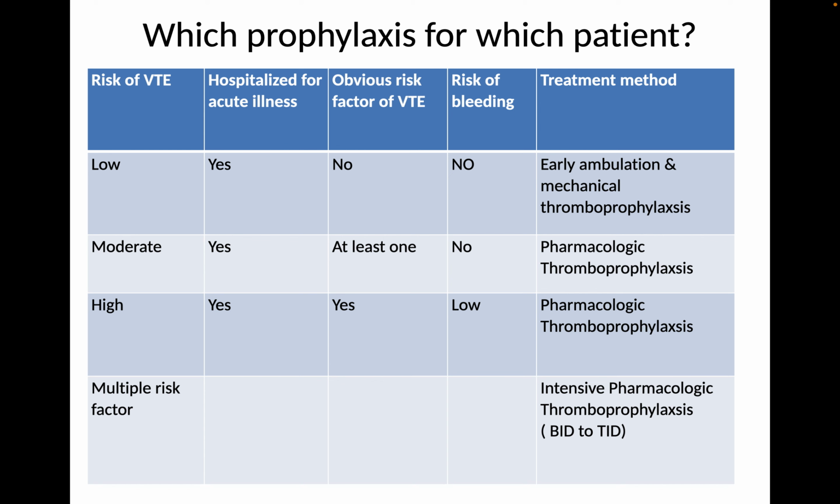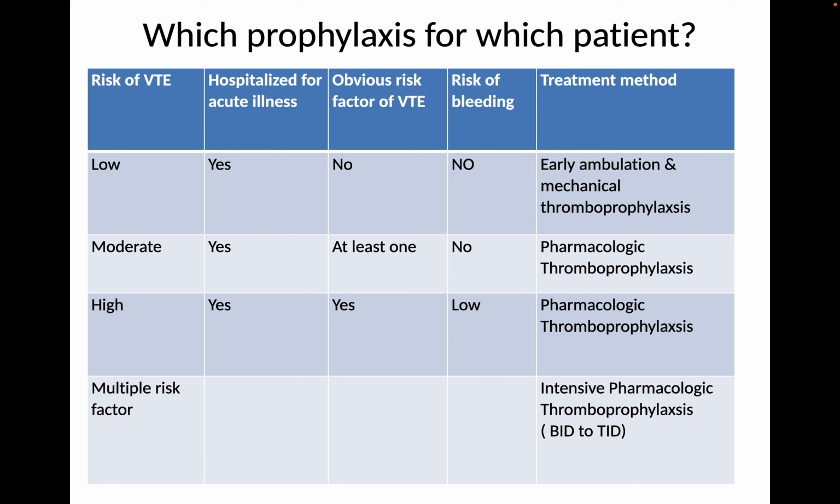So which prophylaxis for which patient? For a patient who is at a low risk of VTE, hospitalized for acute illness, an obvious risk factor for VTE does not exist, and there is no risk of bleeding. Of course, the treatment of choice is early ambulation and mechanical thromboprophylaxis.